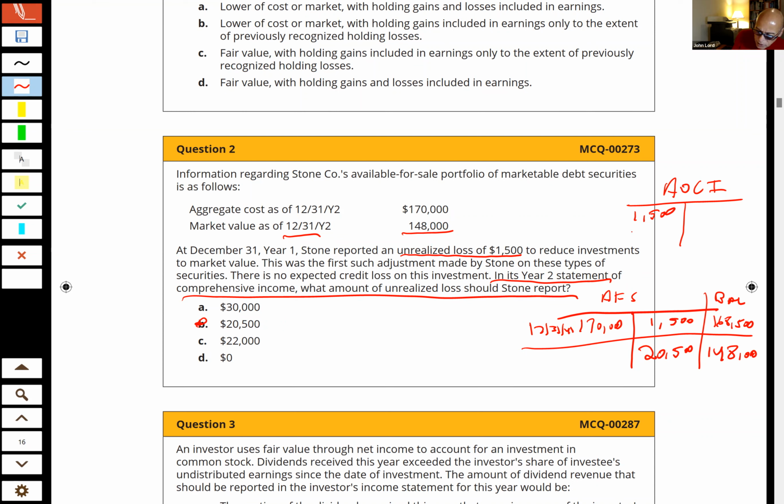And the question didn't ask me this, but 20,500 would go here. So I see why some folks would have picked 22,000, but the question asked what happened just in year two. 1,500 of that was taken in year one, and an additional 20,500 was taken in year two to bring the security down to the 148. And so that's why B was the correct answer and not C. Question? Okay, good. Let's take a look at question 3.